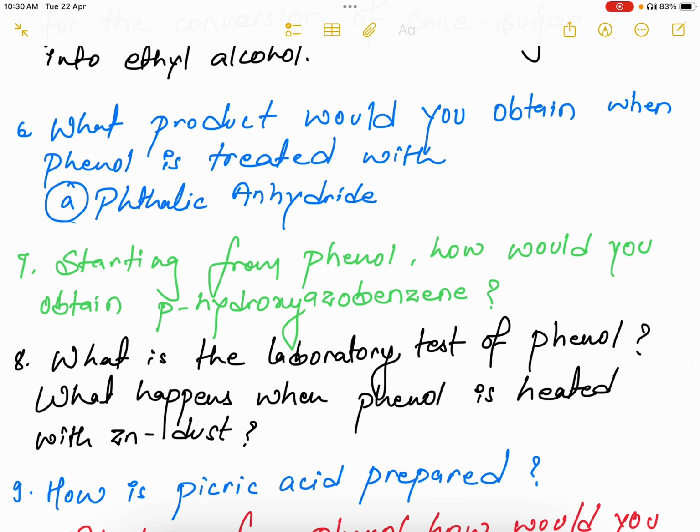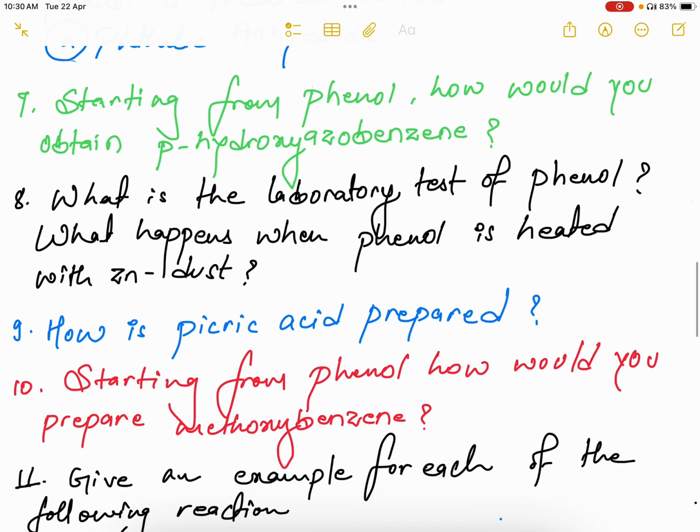Starting from phenol, how would you obtain parahydroxyazobenzene? That's your coupling reaction. The one which I did in the coupling reaction, you need to do the same one because the product of the coupling reaction is parahydroxyazobenzene. Next, we have what is the laboratory test of phenol? So you need to do a laboratory test for phenol. Next, what happens when phenol is treated with zinc dust?